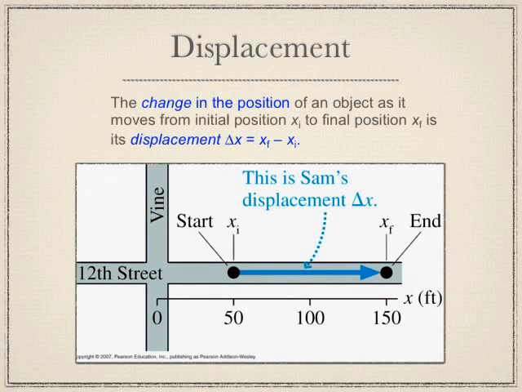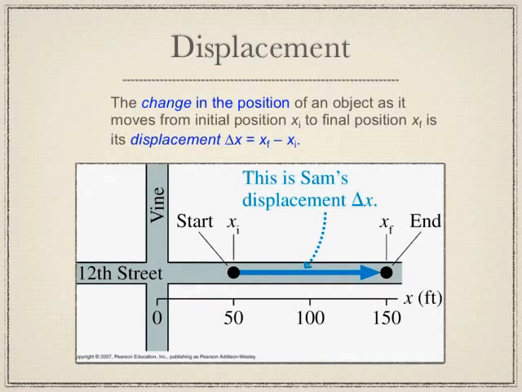Why is it final minus initial as displacement and not initial minus final or something else? Let's see with the example below. Sam is moving along 12th Street, going from start to end, in the direction of the arrow, which is a displacement vector. We see Sam is going away from the intersection to the right.